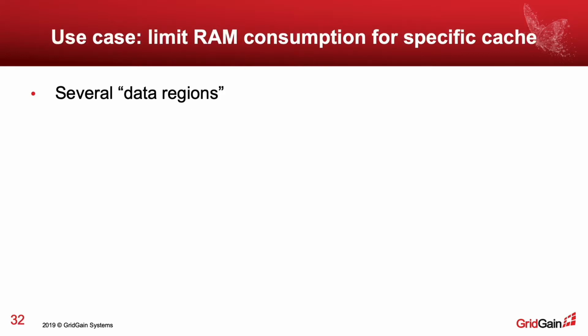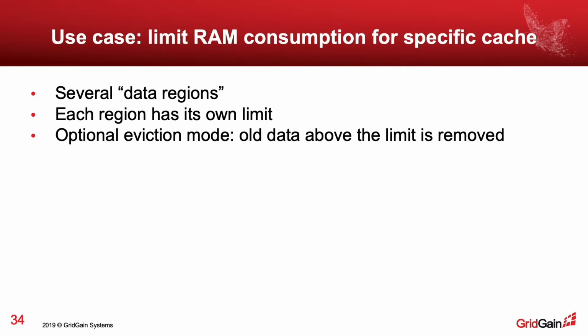Let's proceed to a more specific configuration and to a case where you want to distribute your memory between your caches in a proportional manner. You may configure several data regions, and you may set different limits for each region. And there's an option to configure an eviction mode. The default behavior for Ignite, when you exceed the maximum size of your memory, is that your node will crash with a message like out of memory. You can change such behavior and specify an eviction mode, and in such a case a node won't crash, and all data above the limit will just be removed.